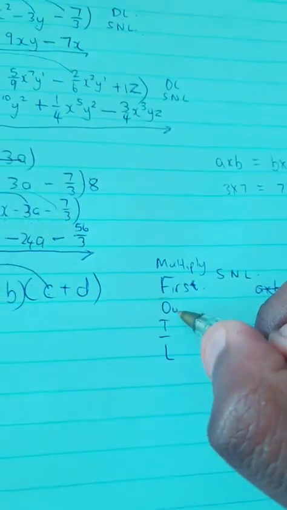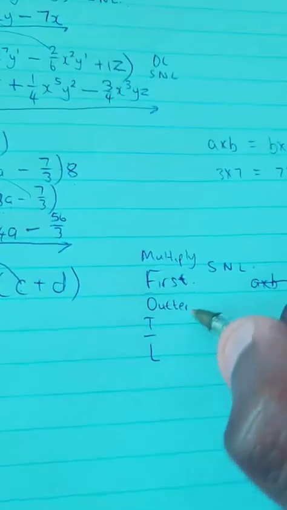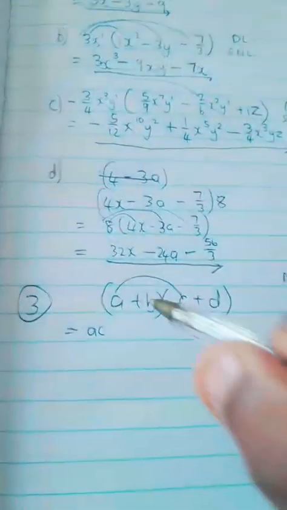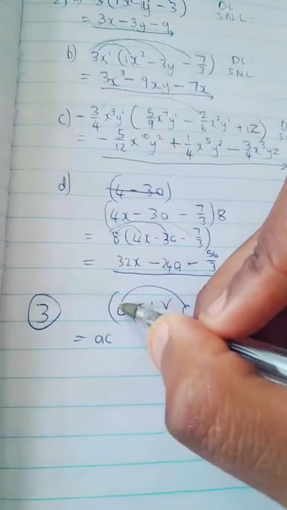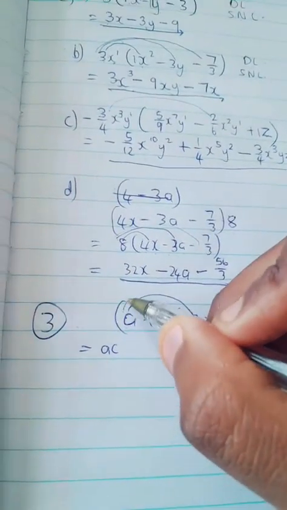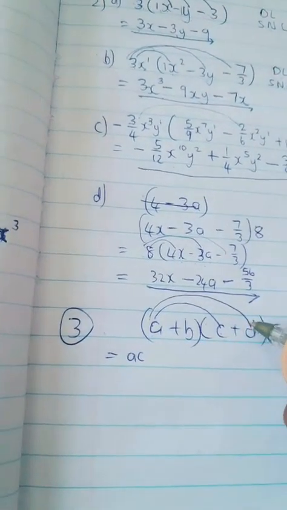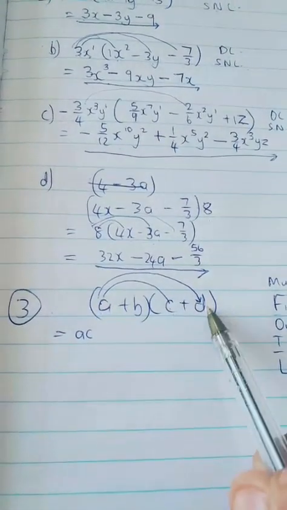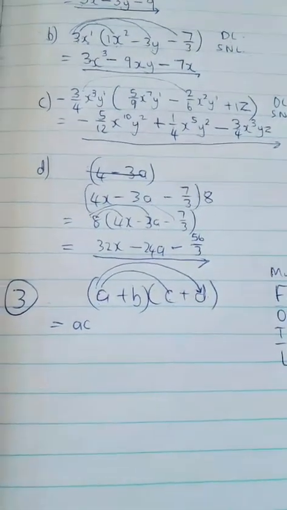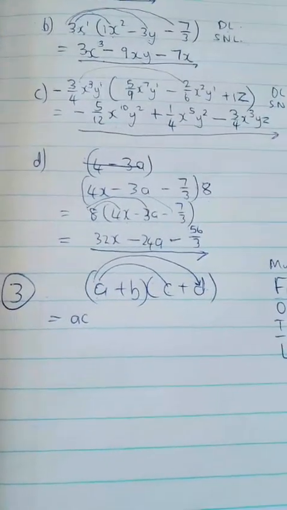2, we multiply our outer terms. In other words, a outer, d outer. So this a also gets multiplied to d. It's like you are distributing a to c and then you're distributing a to d. That's basically what we are doing: distributive law using S and L.